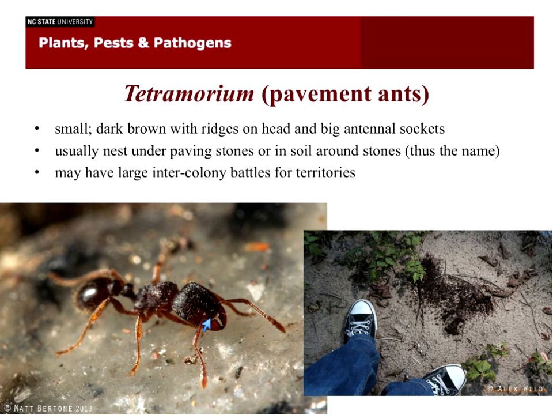They also have these very large antennal sockets where the antennae attach to the head, and that's the characteristic for the group. They're called pavement ants because they usually nest under paving stones or in soil around stones, but they can nest in many different areas.